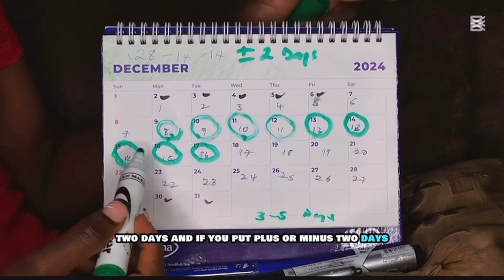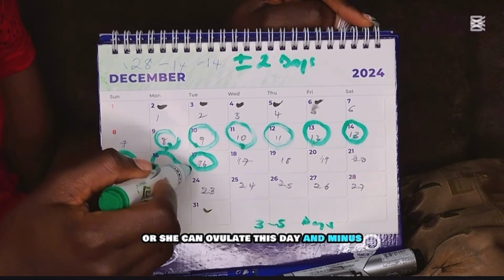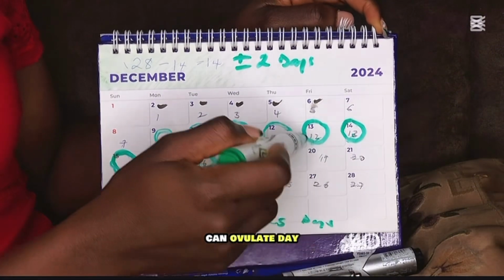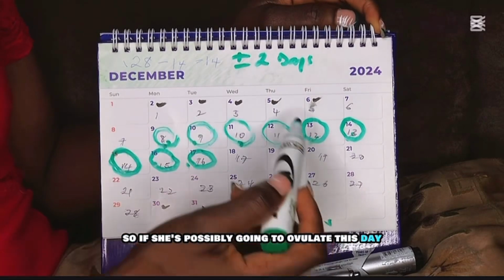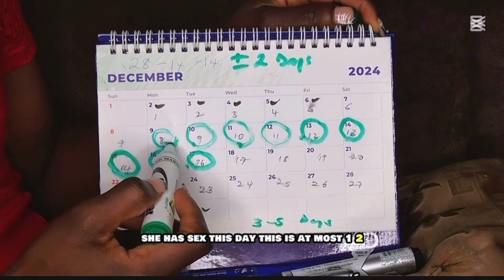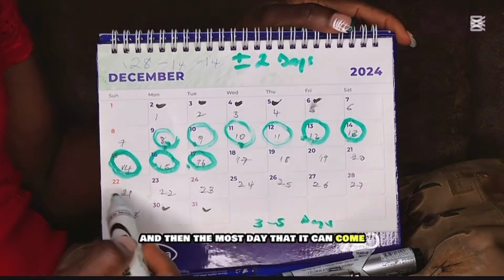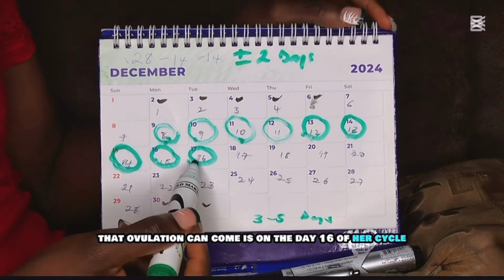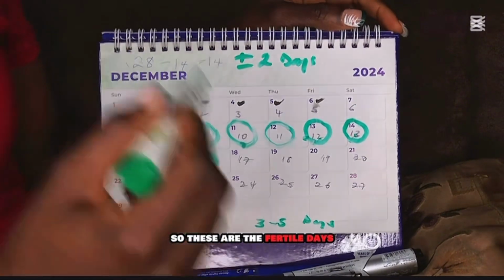And if you put plus or minus 2 days, plus 2 days will be she can either ovulate this day or she can ovulate this day, and minus she can ovulate this day and she can ovulate these days. And sperm can stay in the body up to 5 days. So if she's possibly going to ovulate this day and she has sex this day, this is at most 1, 2, 3, 4, 5. So she still has some chances of getting pregnant. And then the latest that ovulation can come is on day 16 of a cycle. So these are the fertile days.